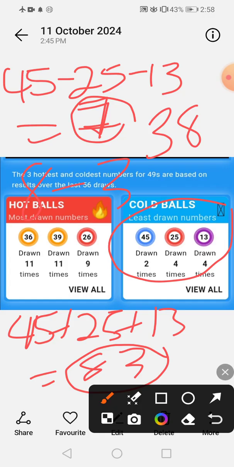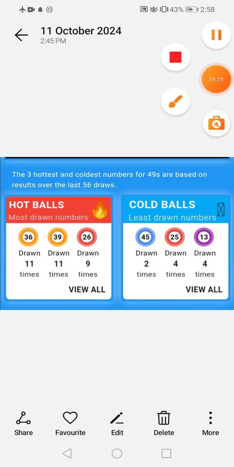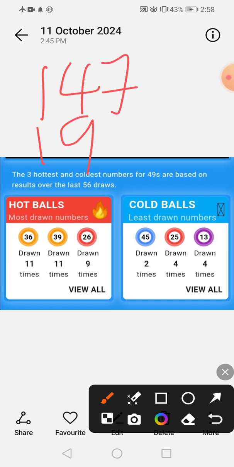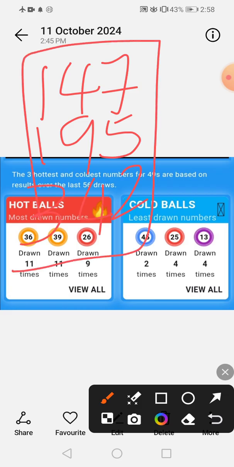So now let's move on to tonight's code. Our tonight's code is 147, 195, 342. This is the code for tonight.